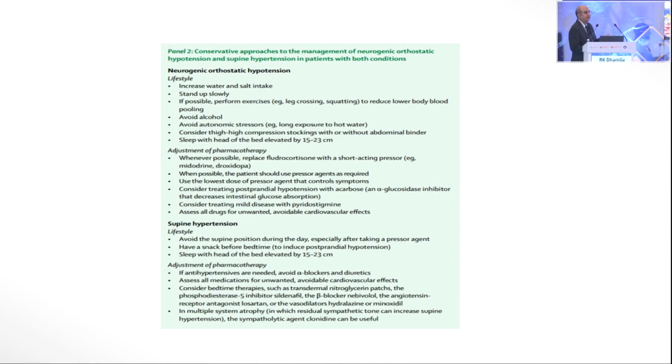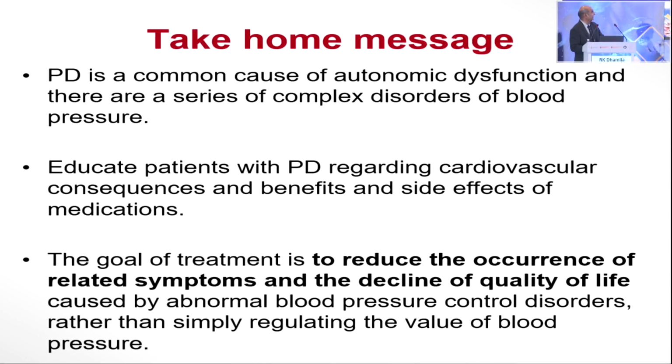The only thing is we need to be aware, we need to be cognizant, and we need to have monitoring with 24-hour ambulatory blood pressure monitoring, or even bedside monitoring of sitting, lying down, standing, and sitting. These things can identify patients having autonomic dysfunction in Parkinson's disease, which is something we are now advocating from our own work. So that is the message from this presentation: education, awareness, monitoring. That is the goal of treatment, to reduce the occurrence of related symptoms and decline in the quality of life.